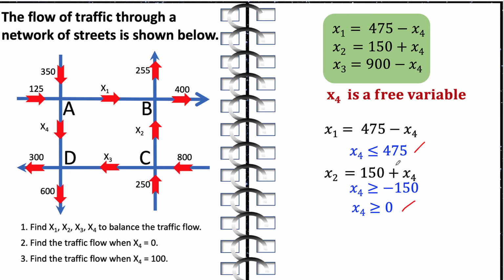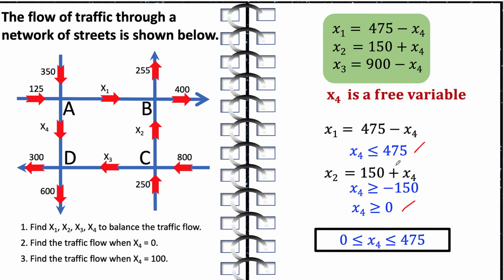And we can now write this as one continuous inequality: x of 4 must be between 0 and 475. This restriction is now our answer for question number 1. These are the values of x of 1, x of 2, x of 3, which are still based on the values of x of 4, which has these restrictions. Any value of x of 4 that belongs to this domain, substituted here, will give you a valid value for x of 1, x of 2, and x of 3.